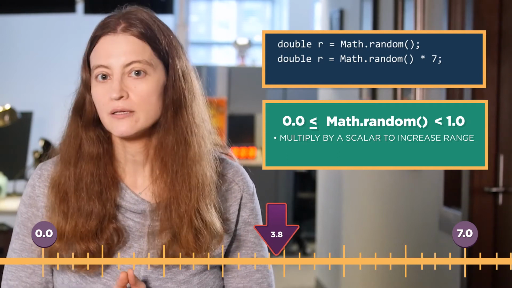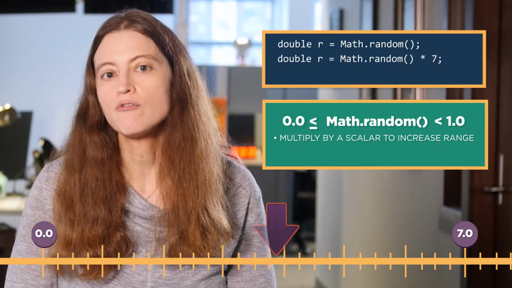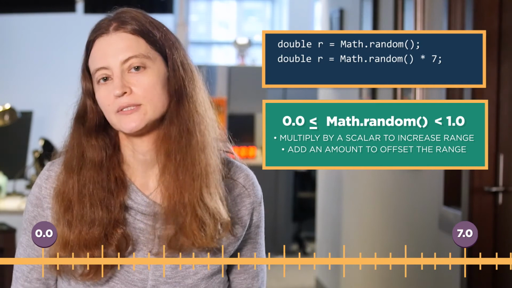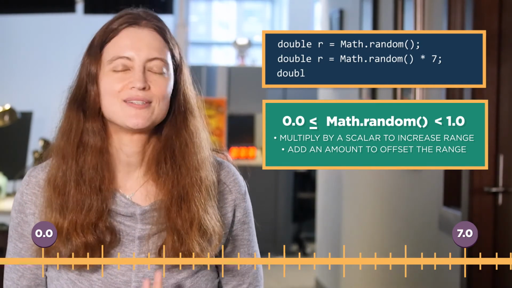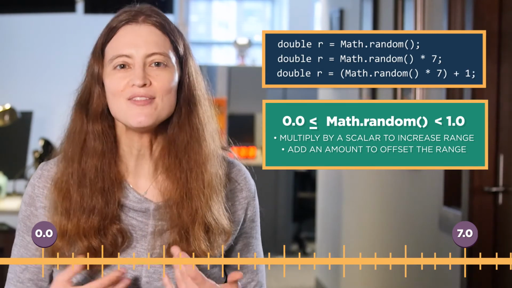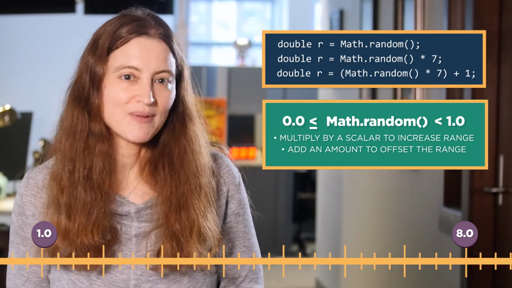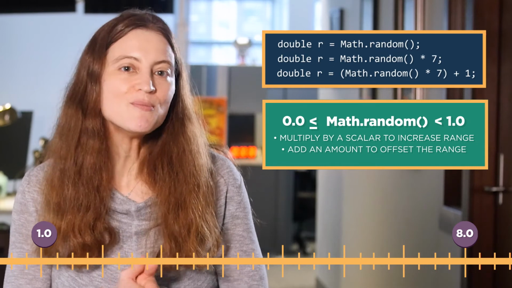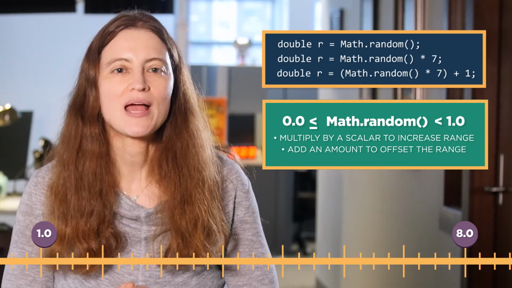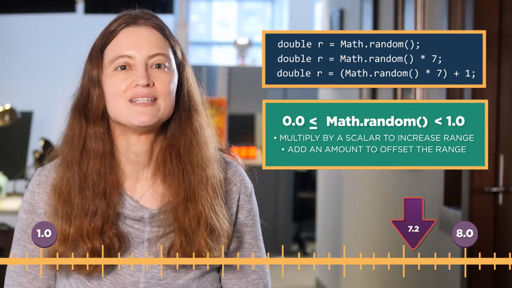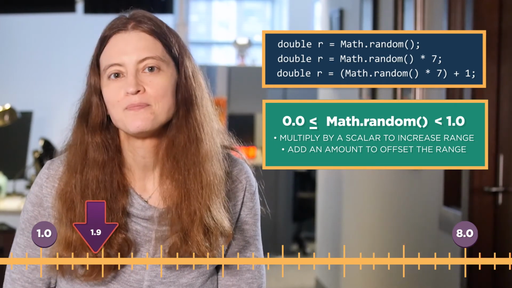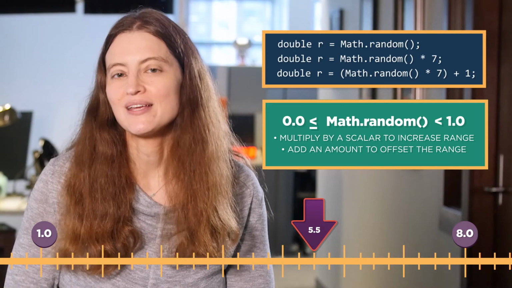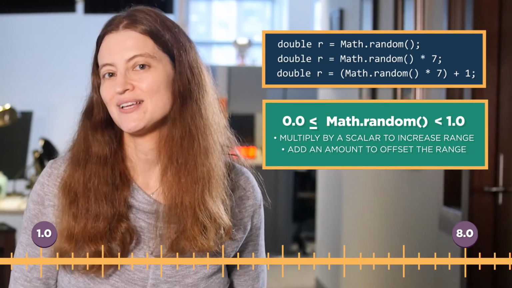To change the starting number of the range, we need to offset the range by adding an amount to Math.random. Let's see what happens when we add 1. Another way of saying this is that we offset by 1. When we do this, the range of possible random numbers returned is shifted to be 1.0 to 8.0. Notice that both the starting and end numbers were shifted by 1.